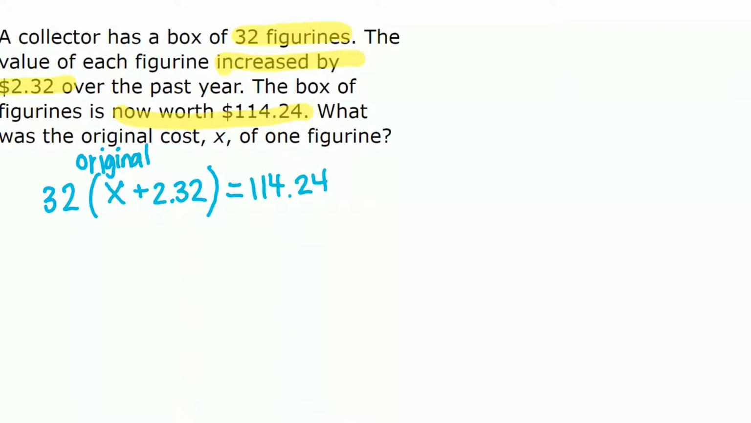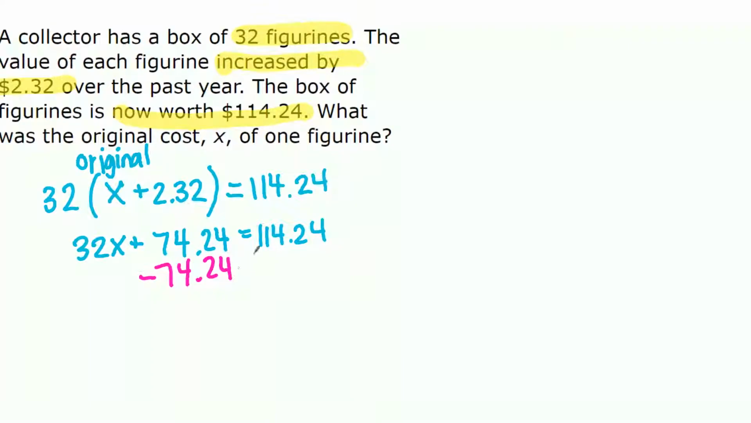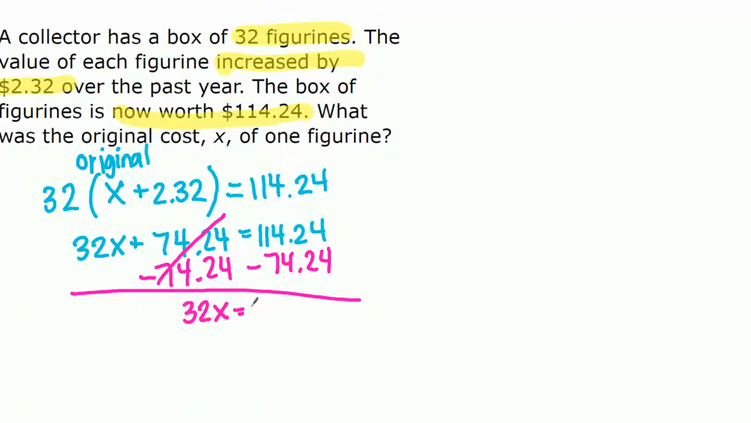And then we would distribute. So 32 times x is 32x. 32 times 232 is, I just totally used my calculator, 74.24. We have equals 114.24. Get rid of that constant, so we're going to subtract that 74.24 on both sides because now this is 0. We bring down that 32x. This is nice because our 24 cents just subtracts, so really it's 114 minus 74, which is $40.